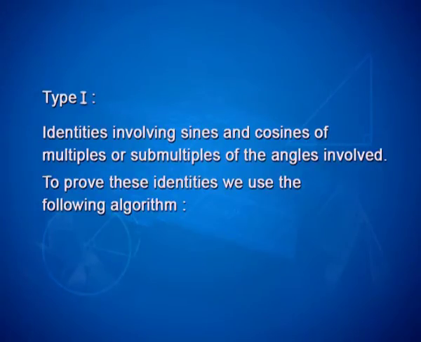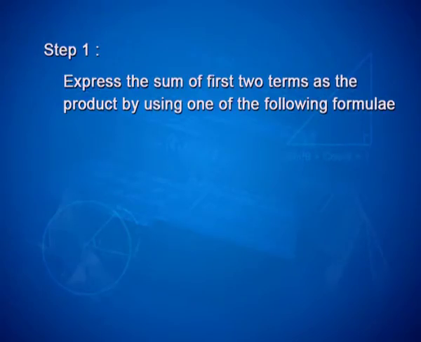Firstly, let us take up type 1 identities, identities involving sines and cosines of multiples or submultiples of the angles involved. To prove these identities, we use the following algorithm. In step 1, express the sum of first 2 terms as the product by using one of the following formulae.